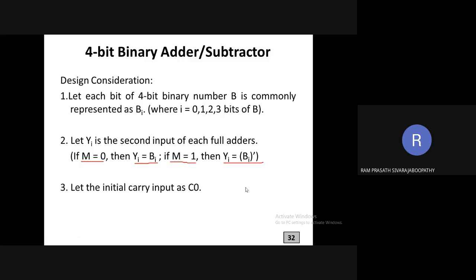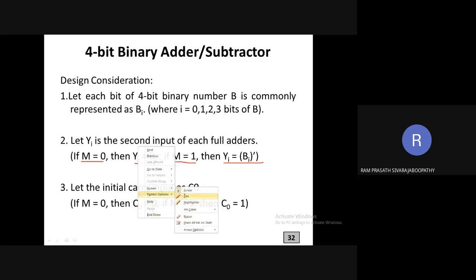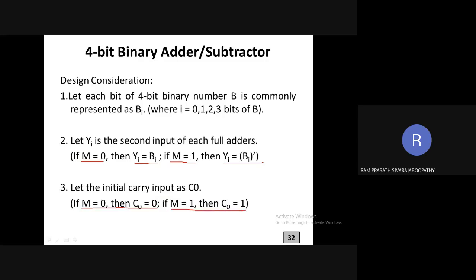Next. What about the initial carry input C0? If M equal to 0, what should go? If M equal to 0, what should C0 be? It is an adder, as we said. So the initial carry is 0. If M equal to 1, what is the meaning? We must give initial carry 1. For the subtractor circuit the initial carry is 1. Is it clear up to this?